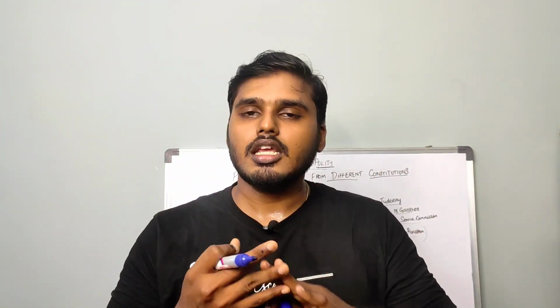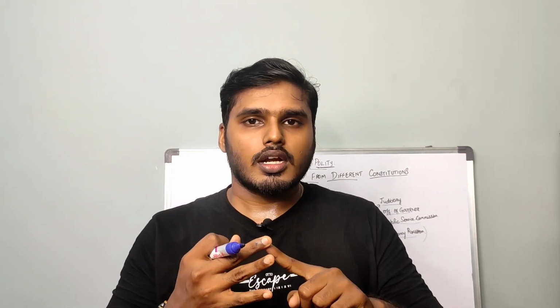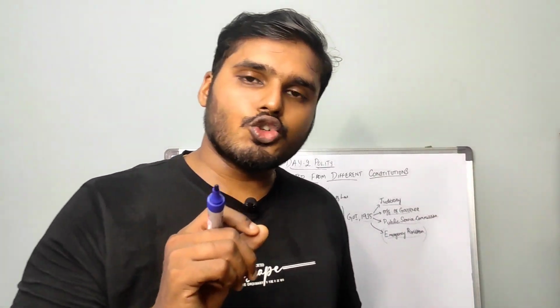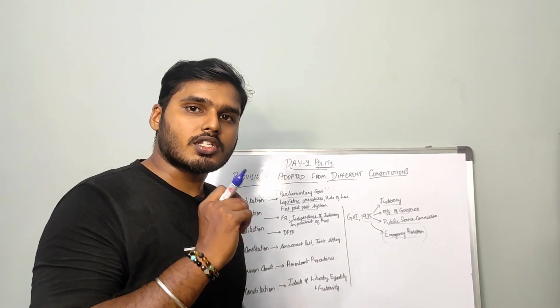See, there are three important pillars of governance. First one is judiciary, the second one is legislature, and the third one is the executive. The independence of judiciary is very, very important to make sure justice is served in a country like India. So the independence of judiciary was adopted from the feature of the US Constitution.